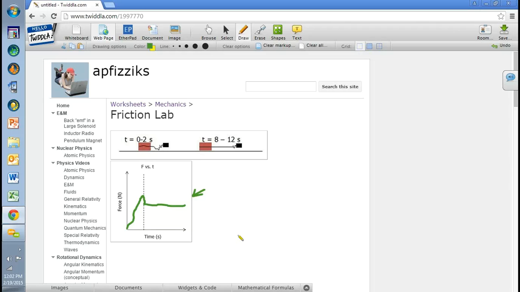Okay, so what this is telling us then is the maximum static friction. I'm going to say that this represents static friction. The maximum was greater than the kinetic friction.